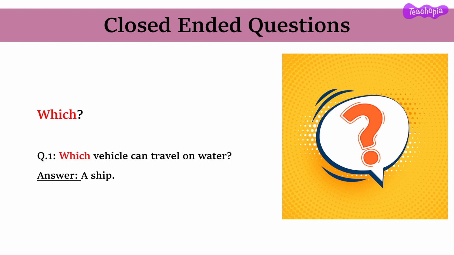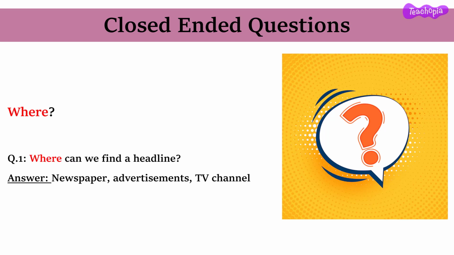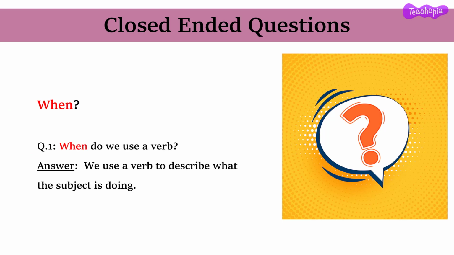Which vehicle can travel on water? This is just a one-word answer: a ship. Where? Now, where can we find a headline? In a newspaper, in advertisements, or on TV channels. When do we use a verb? Now we use a verb to describe what the subject is doing.